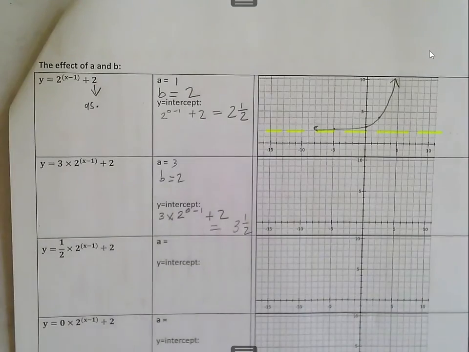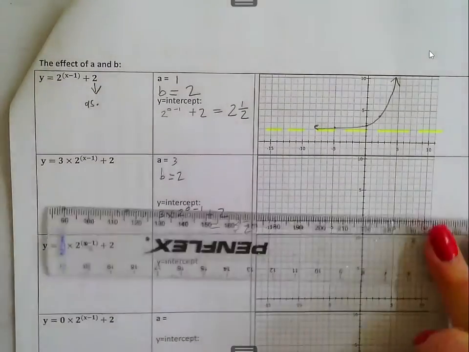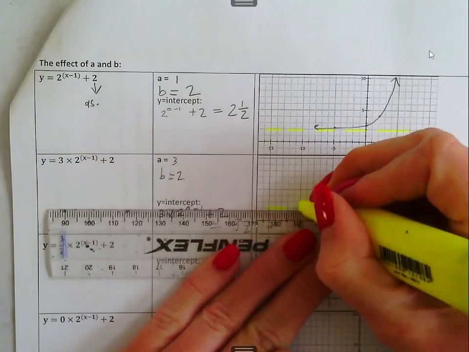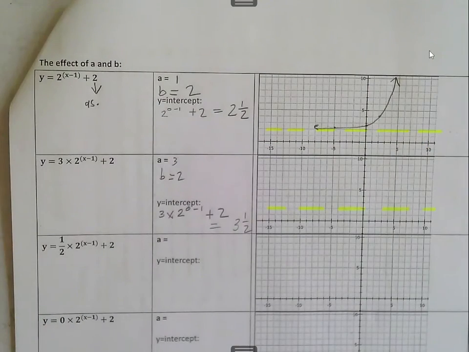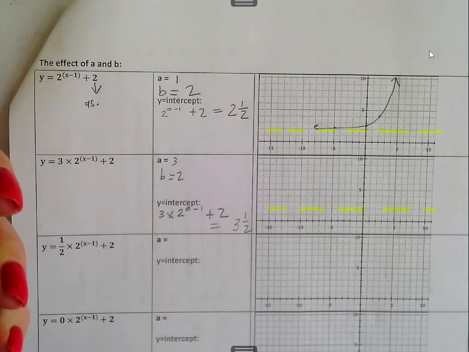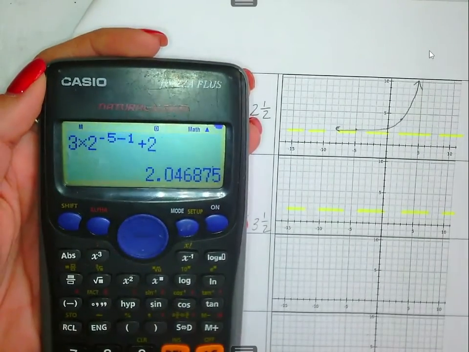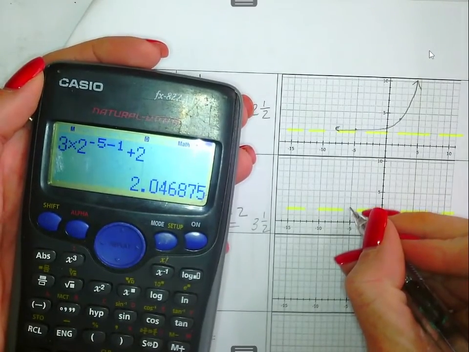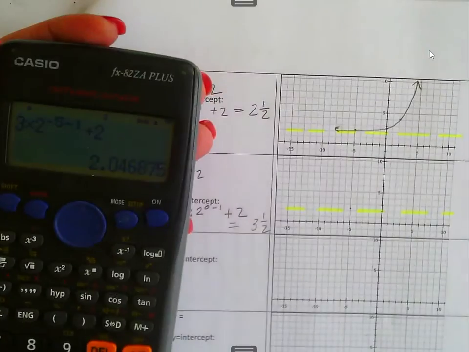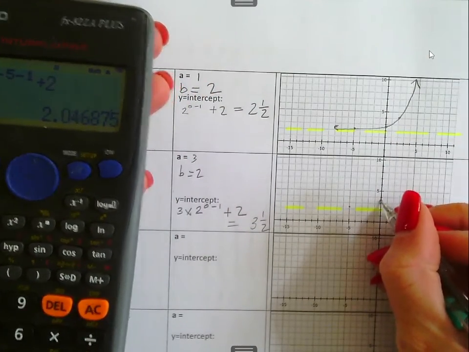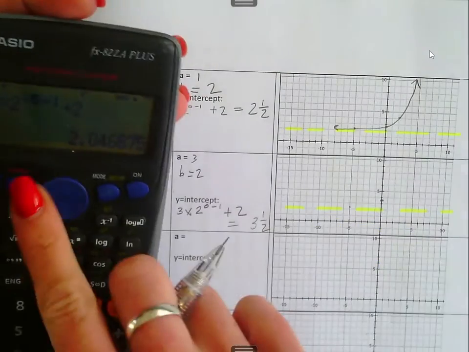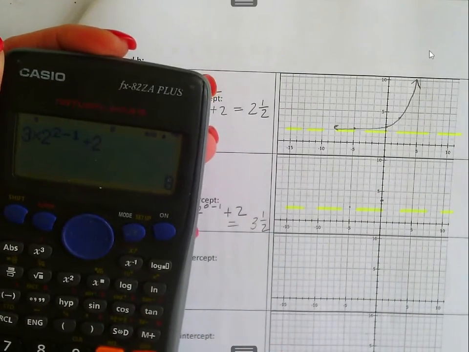The asymptote is once again at? What's the asymptote? 2. So we take our ruler, we put in the asymptote. So at this one, the p-value doesn't really do a lot. Okay. 3 times 2 to the power of, let's substitute in negative 5 minus 1 and then plus 2. It gives me the following answer, 2.04. Once again, it's very close to this line, that's the asymptote. The y-intercept is at 3.5. And if I substitute in a 2 there, it gives me an answer of 8.